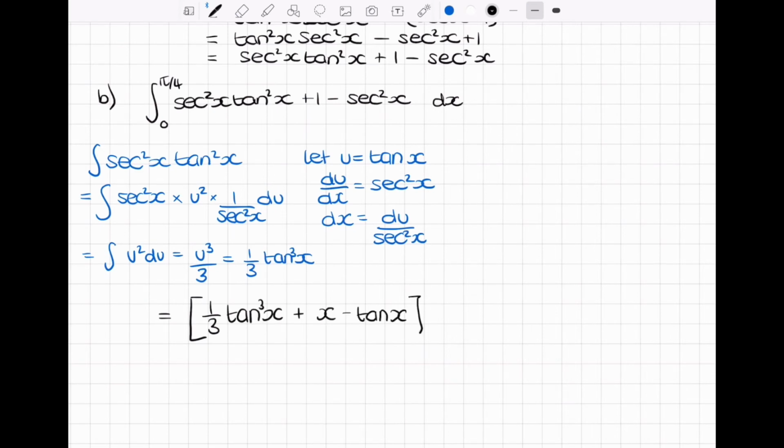So if I integrate my 1 and my minus sec squared as well, and then I'll put my limits in, pi over 4, and then minus everything with a limit of 0 in.